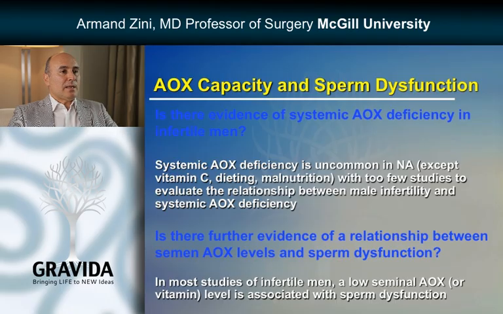So in summary, we can say that systemic antioxidant deficiency is uncommon in North America, perhaps with the exception of vitamin C deficiency, common in smokers, dieting changes, malnutrition, but there are too few studies to really evaluate the relationship between male infertility and systemic antioxidant deficiency. Is there any further evidence of a relationship between semen antioxidant levels and sperm dysfunction? Well, most studies of infertile men show that a low level of semen antioxidant capacity or vitamin levels will be associated with sperm dysfunction.